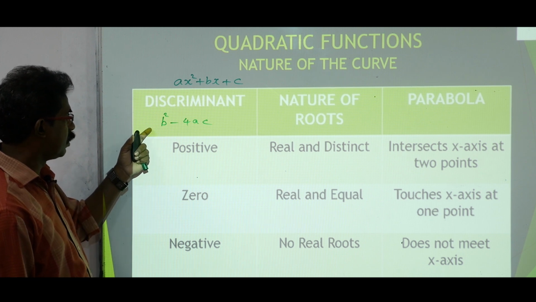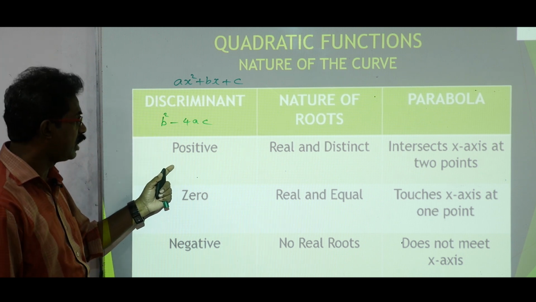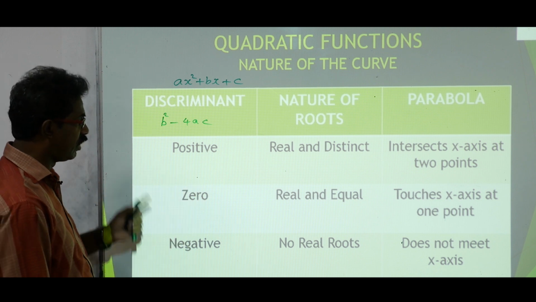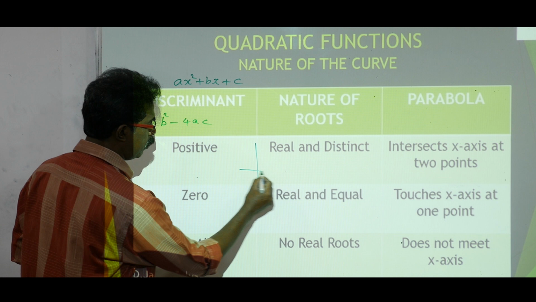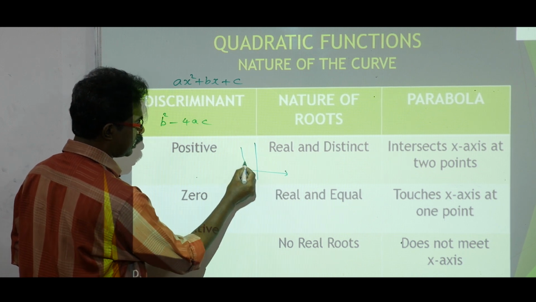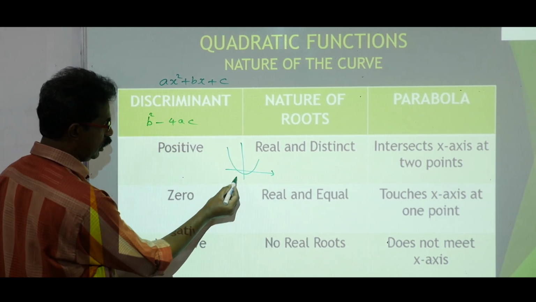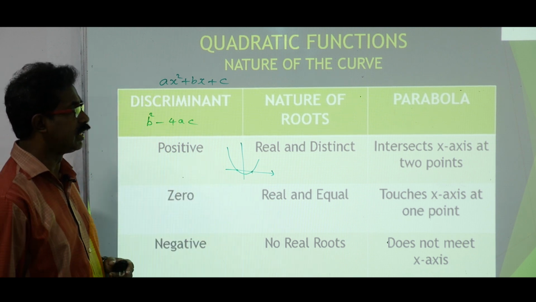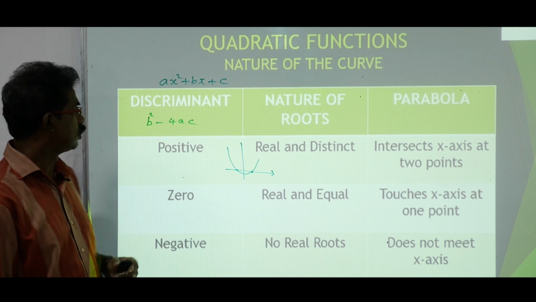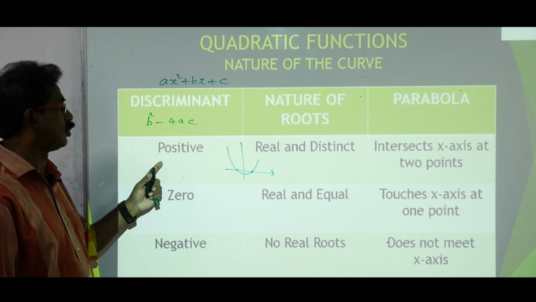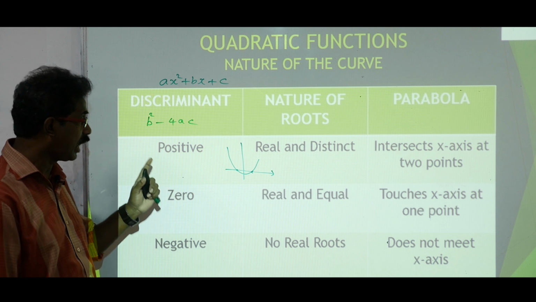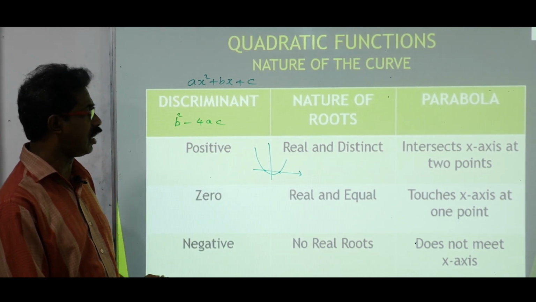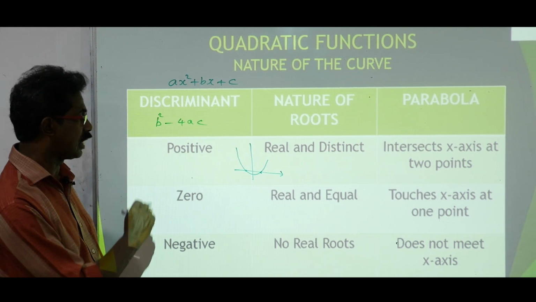When you find the discriminant, if it is positive, we say the roots are real and distinct. In that case, if we draw the curve, the curve will cut the x-axis at two places. So the parabola intersects the x-axis at 2 points. So when the discriminant is positive, that is b square minus 4ac greater than 0, the roots are real and distinct, and the parabola intersects the x-axis at 2 points.